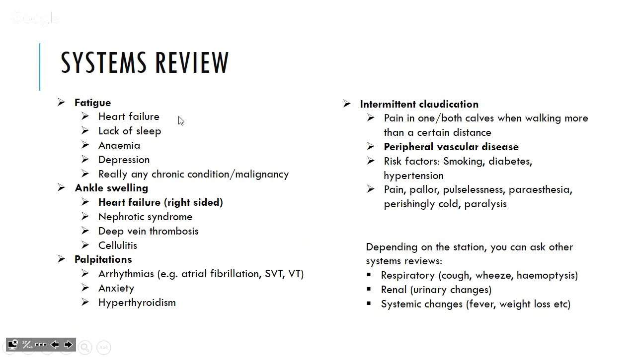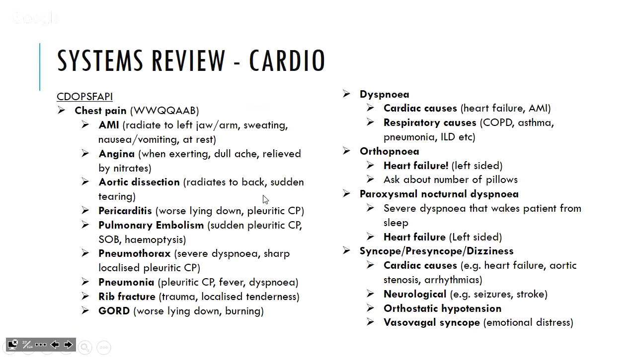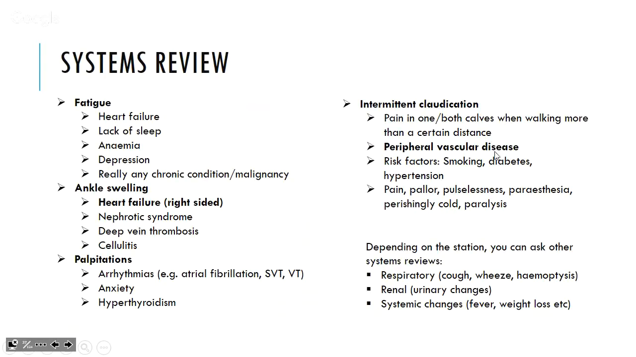And then the F is fatigue. It's not a very specific symptom, so it can be from anything. And then ankle swelling is right-sided heart failure, so you should always ask that. And then palpitations is mainly from arrhythmias. Intermittent claudication, so pain in your calves when you walk, that's mostly for peripheral vascular disease. So if you get any kind of cardio history, definitely go through all of these. And then if they want you to do other systems, you should touch on a bit of RESP and maybe renal. And always ask about fever and weight loss in every history, because it's really important to rule out cancer and infection.